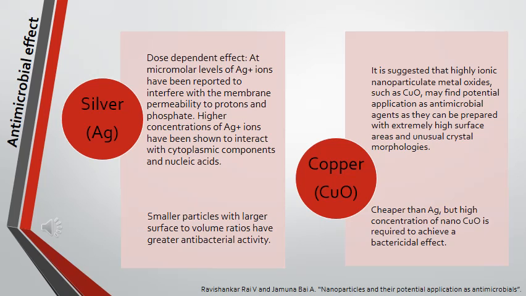Different types of nanomaterials, such as copper, zinc, titanium, gold, and silver, have come up as antimicrobial agents. Among them, silver nanoparticles are proved to be most effective, and more studies have been performed using them. In this presentation, I'm going to talk about two of those nanoparticles, silver and copper. Silver has a dose-dependent effect, which means that with higher concentrations of silver, the cell mortality rates increase, and smaller particles with larger surface-to-volume ratios have greater antibacterial activity.